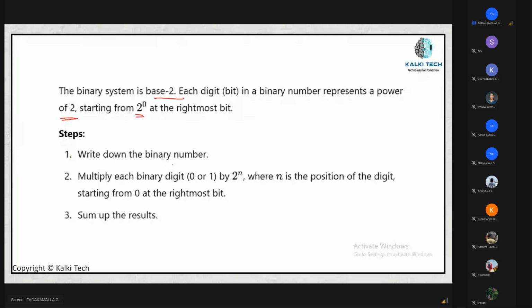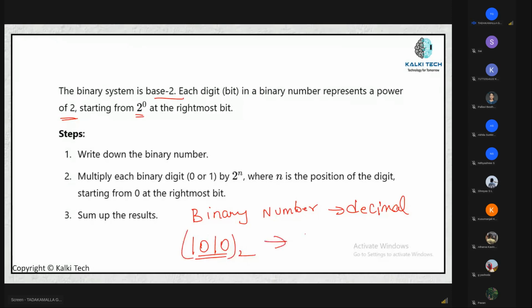If you want to convert any binary number into a decimal number, these are the steps. First, write down the particular binary number. Let's say you have 1010. This is your binary number to the base 2, and this is how you represent your binary number. And you want to convert it into a decimal number, base 10.